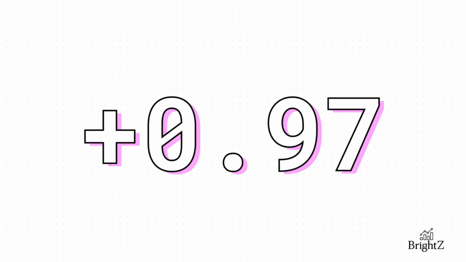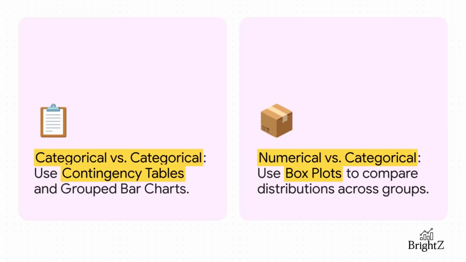And this is where statistics give our investigation some serious firepower. We don't have to just go with our gut feeling from a visual. We can actually calculate the strength of this relationship, a number called the correlation coefficient. When it's close to +1 like this, plus 0.97, that tells us there's a very strong positive connection between our two clues. And, just like before, we've got specialized tools for the other matchups too. We can use things like contingency tables to compare two different categories. Or we could use box plots to compare a number, like exam scores, across different groups. Say students who studied alone versus those who studied in a group.